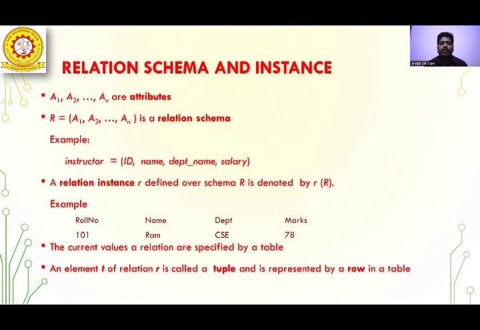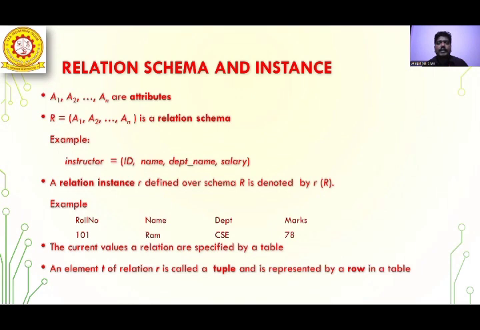And we move into an important topic, that is relational schema and relational instance. The relational schema defines the structure of the table. It specifies the table name and attribute names. For example, the instructor table has the attributes ID, name, department, and salary. The schemas are rarely changed.